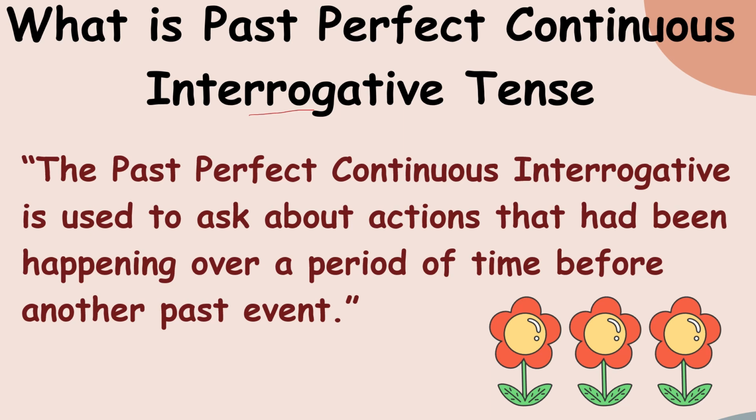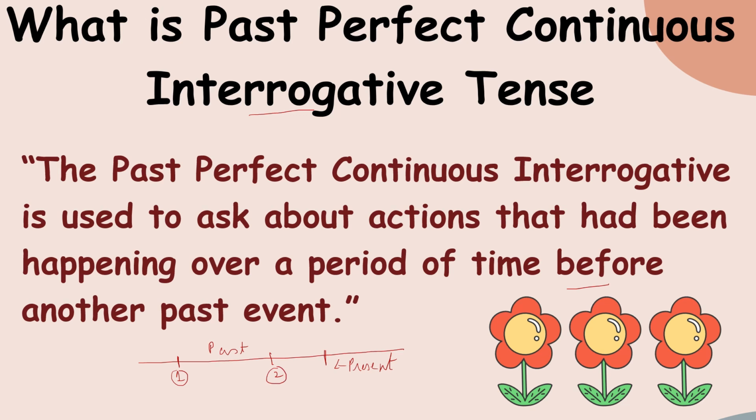The past perfect continuous interrogative is used to talk about actions that had been happening over a period of time before another past event. See, for example, this is a timeline. This is the present part and this is the past part, and it is talking about two events here. For example, this is event 1 and this is event 2.